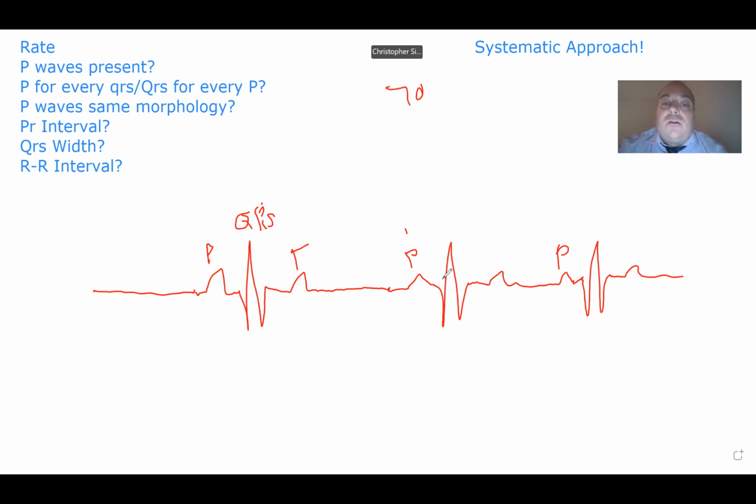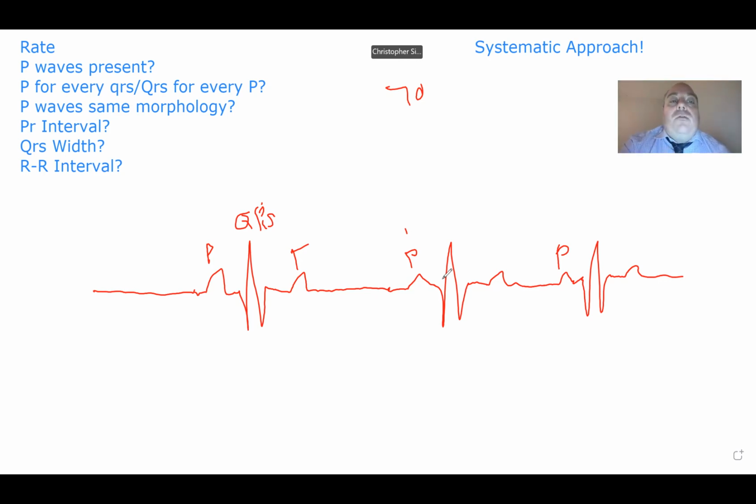Does it have a P wave? Yes. Okay, so the answer to that is yes. And why does that matter? When we start getting into the heart blocks and things, you might not have a P for every QRS or a QRS for every P, and that can get into the heart blocks. So right now, let's not worry about that.